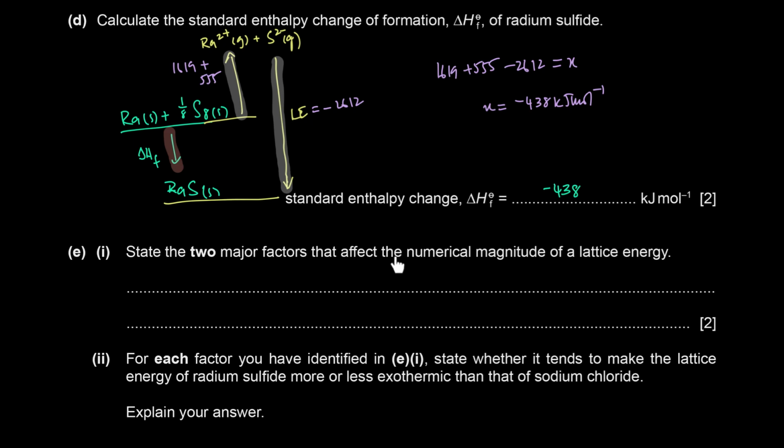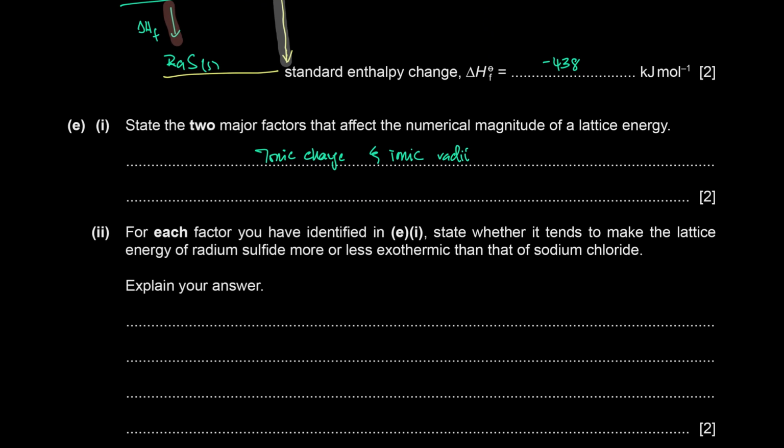State the two major factors that affect the numerical value of a lattice energy. The ionic charges and the ionic radii, or the size of the ions. For each factor you have identified in part 1, state whether it tends to make the lattice energy of radium sulfide more or less exothermic than that of sodium chloride. So we have to look at each of these factors individually.